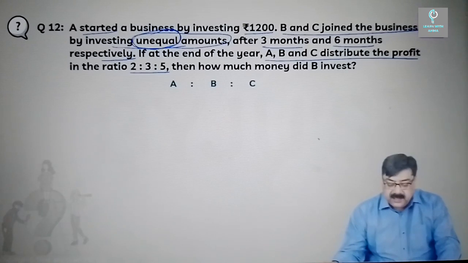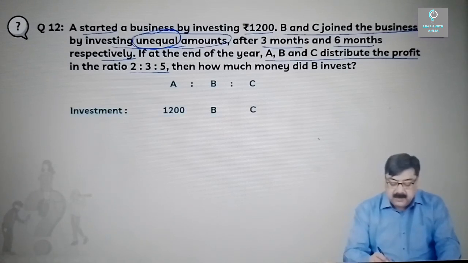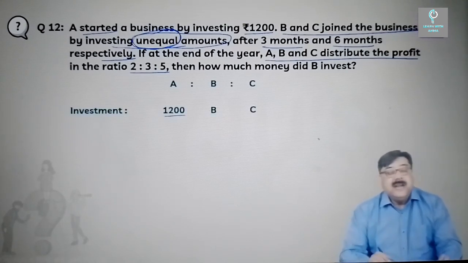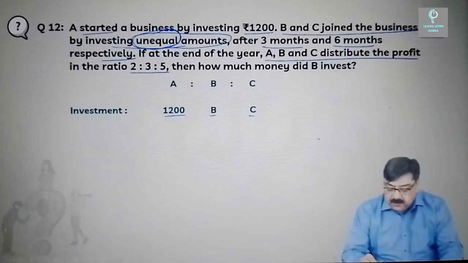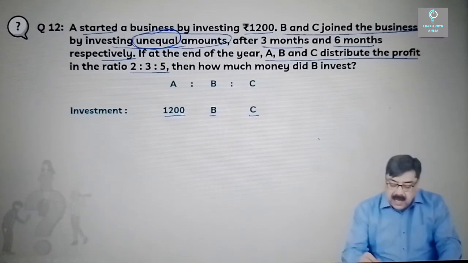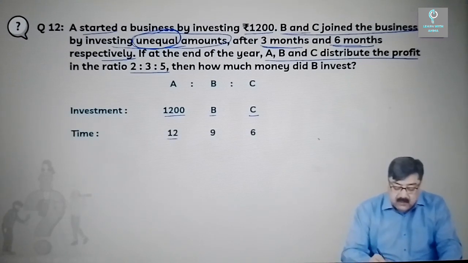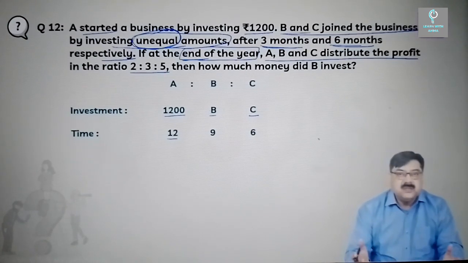So A is to B is to C, we know that the investment made by A is rupees 1,200. Investments made by B and C are unknown, so we are taking it as rupees B for B and rupees C for C. Now after 3 months and 6 months, B and C had joined. So A's investment stayed in the business for 12 months. Why? Because they are distributing the profit at the end of the year. End of the year, complete 1 year is 12 months.